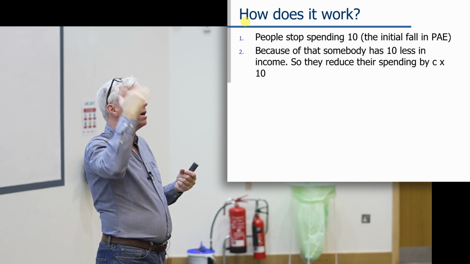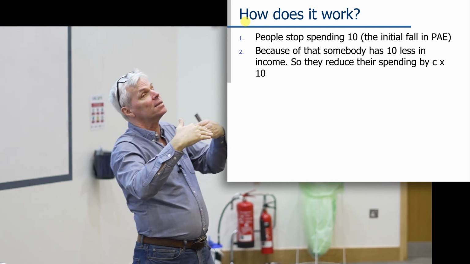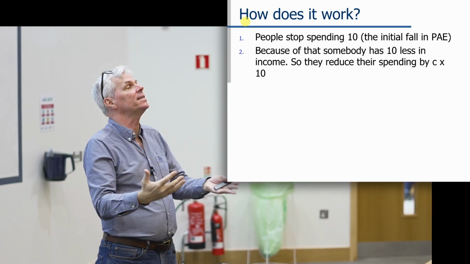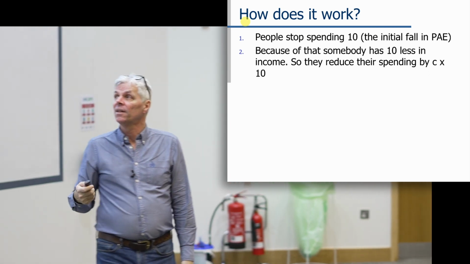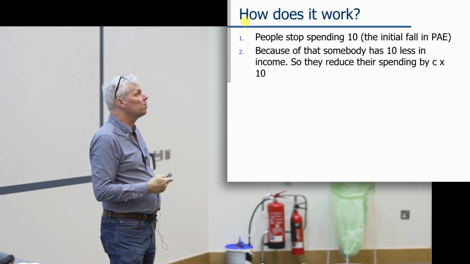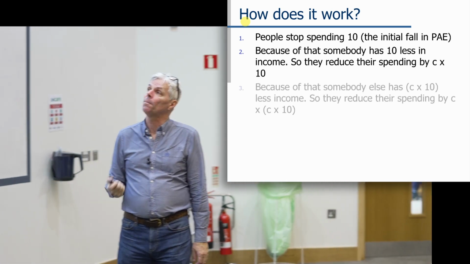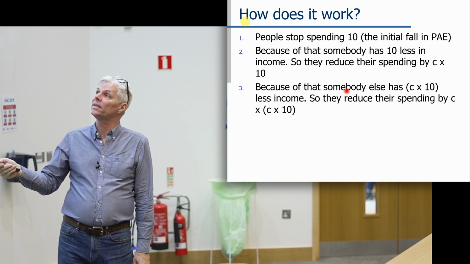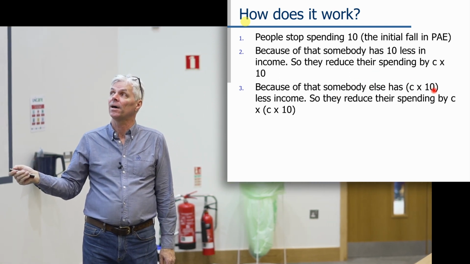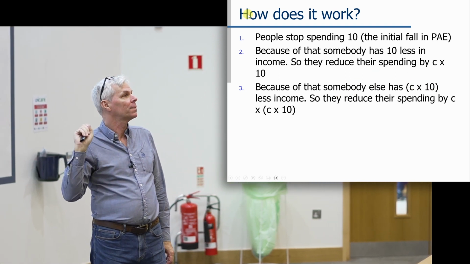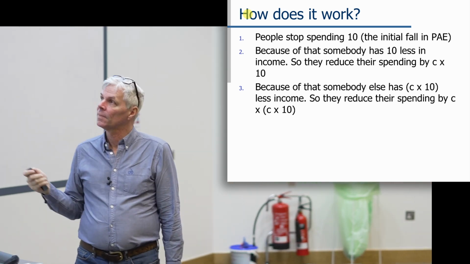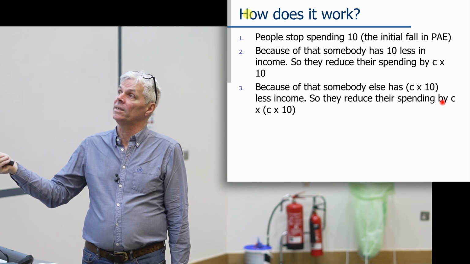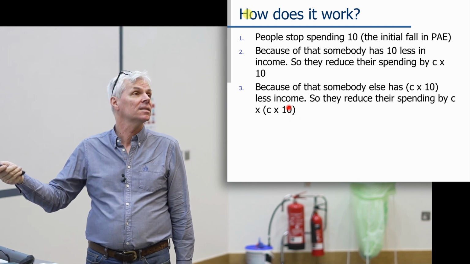And so output went down by the initial 10 plus this 8. So it went down by 18 at this stage. Now, of course, we're not done here, right? Because there's some other barber that used to cut our barber's hair, and he has less income by C times 10, the amount that our barber stopped getting his hair cut, right? And so that second barber is going to reduce his consumption by C times that amount that his income fell.